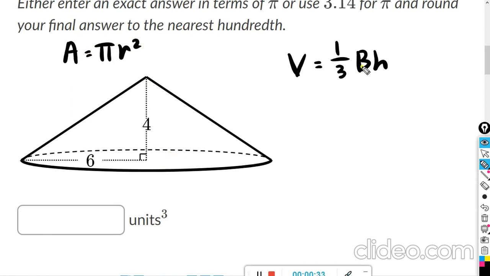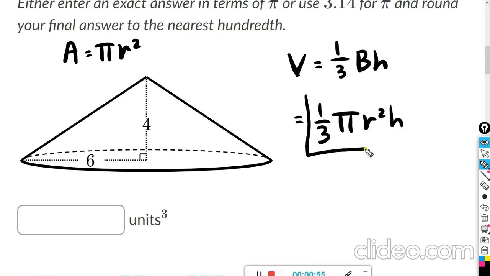Since capital B is the area of the base, I am going to plug in pi r squared in place of capital B. So we still have 1/3, and capital B becomes pi r squared. And we still have h on the end. So this is the formula we're going to be using for volume of cones.